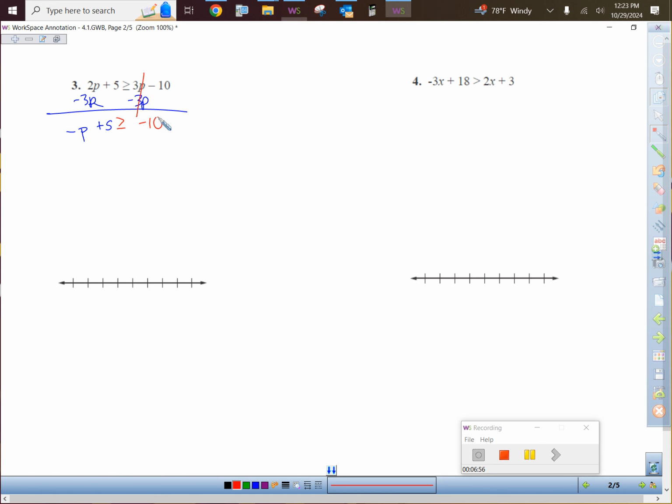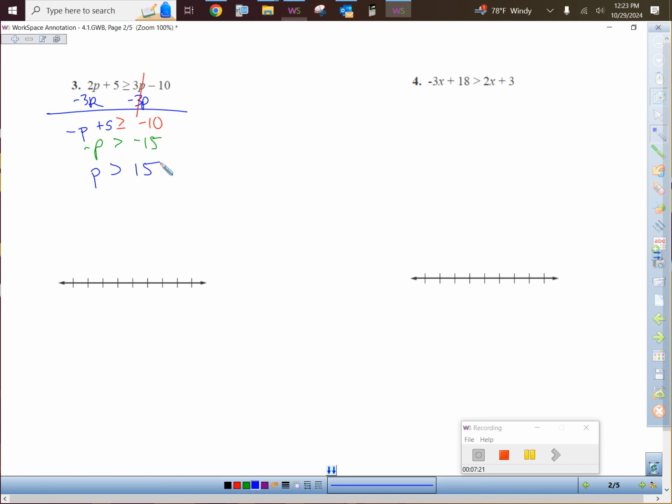Is that okay? Then my move is to move the plus 5 over to the other side by subtracting 5. And it kind of looks like I got p by itself, but I do not have p by itself. Isn't there a times negative 1 in front of that guy? So I need to get rid of it by dividing by a negative 1, and tell me what I did wrong.